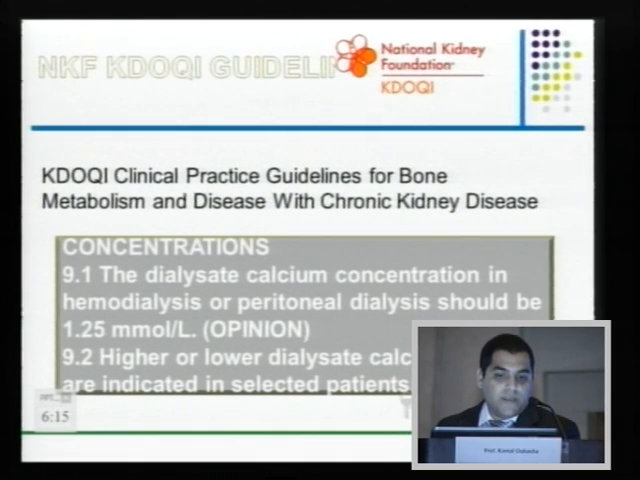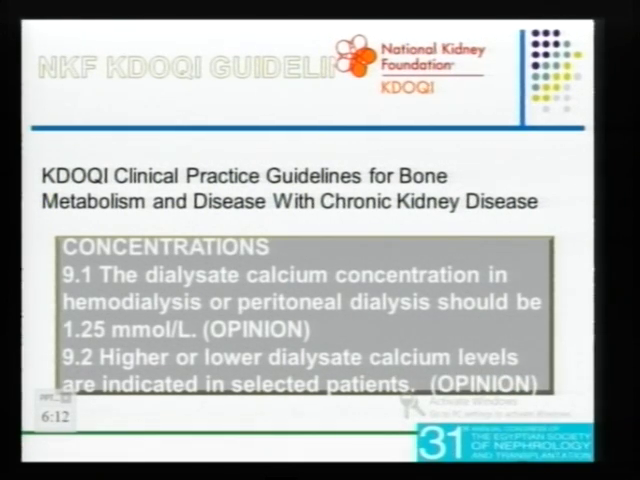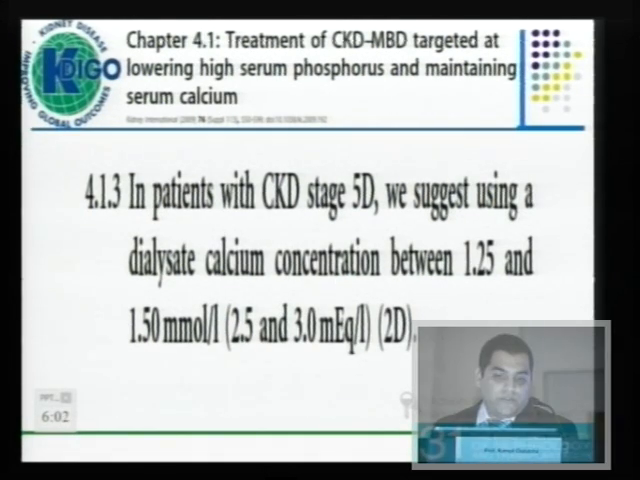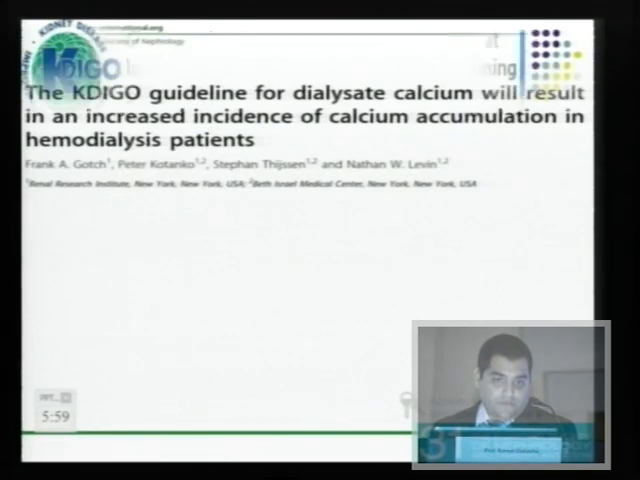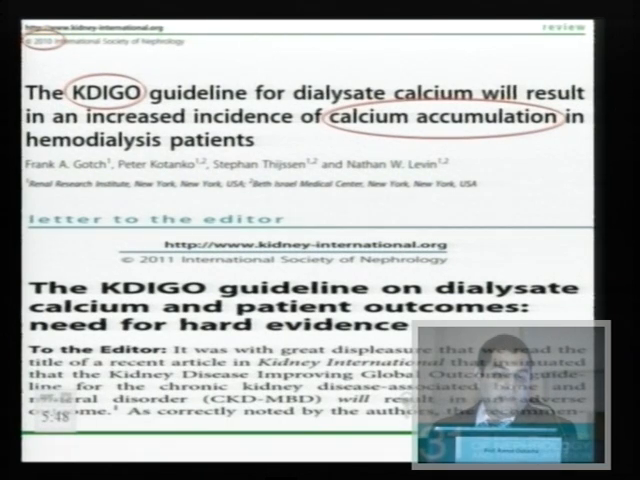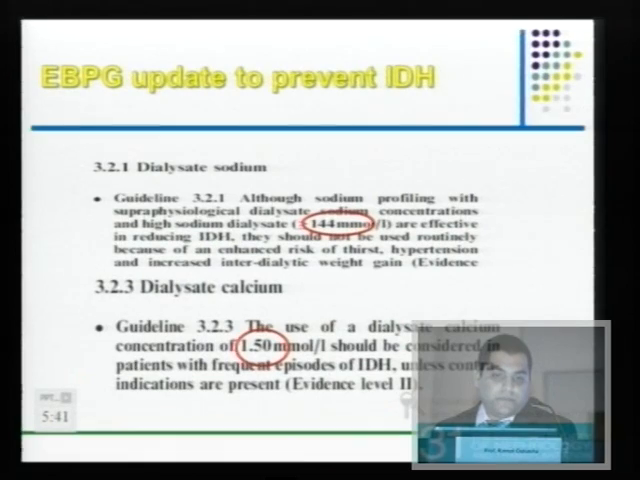Regarding the KDOQI guidelines, the dialysate calcium concentration in hemodialysis should be 1.25, but it was only an opinion. The KDOQI guidelines in 2009 say that we suggest using a dialysate calcium concentration between 1.25 and 1.5, but in 2010 there was a lot of argument about this 1.5. They were saying that it will lead to calcium accumulation in hemodialysis patients. And in 2011, there was a letter to the editor asking about hard evidence for this high calcium.